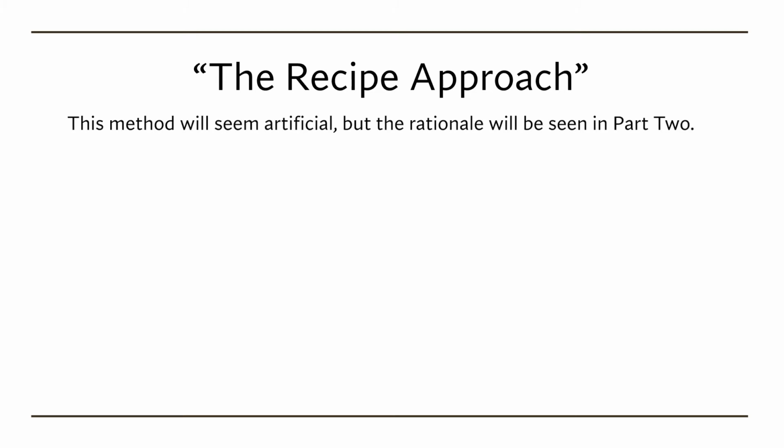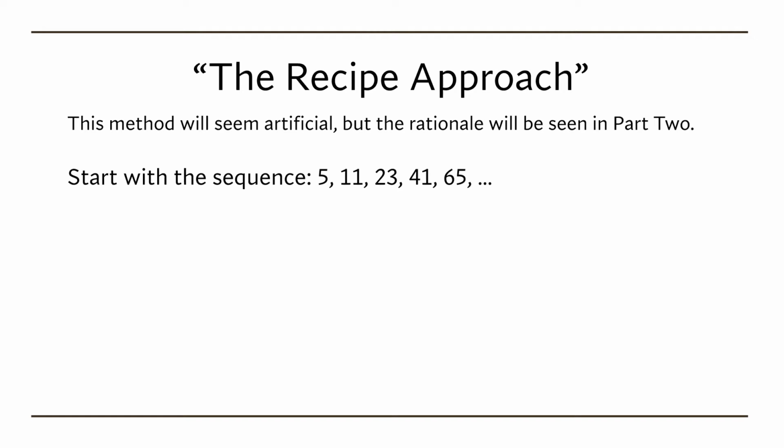So the way that it was presented on the video was what I call a recipe approach. In other words, it's a step-by-step method of finding the answer. Now, the method that you're going to see here will seem fairly artificial, and I'll just let you know that the rationale behind all of this will be seen real clearly in the part 2 video on this series.